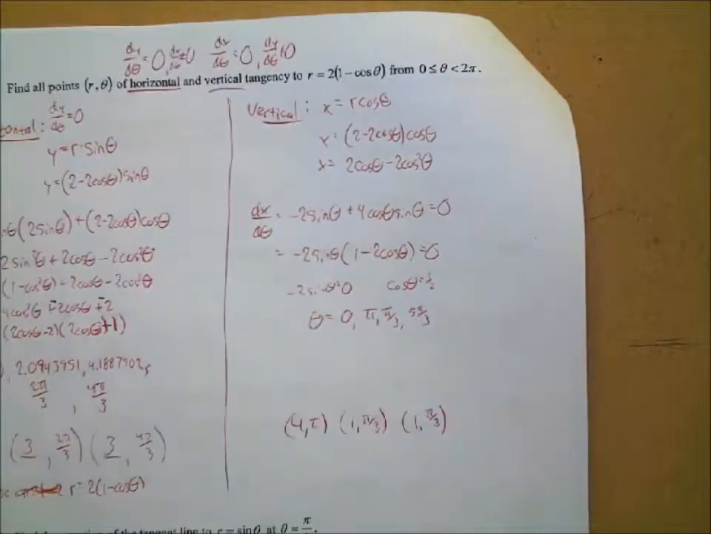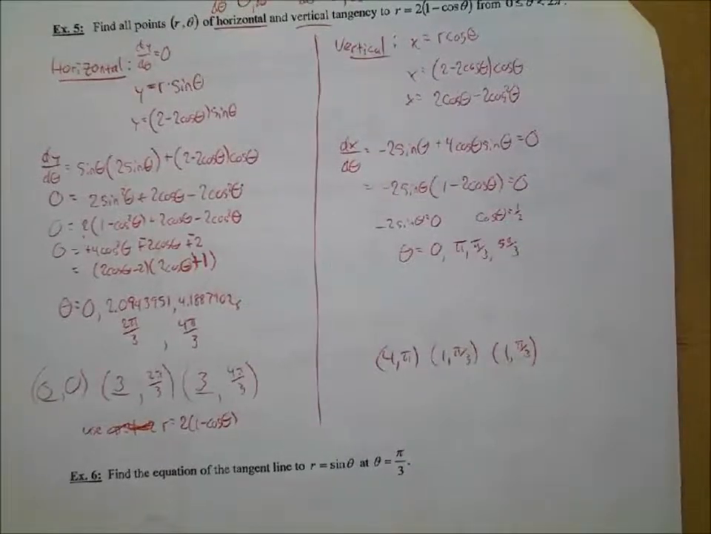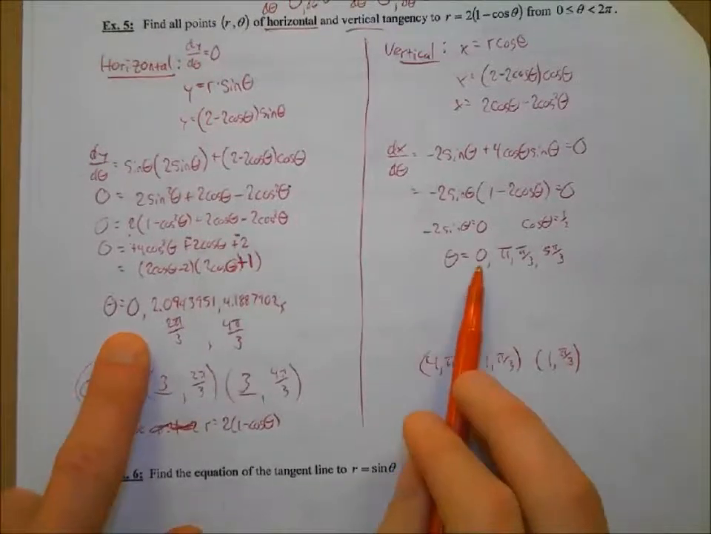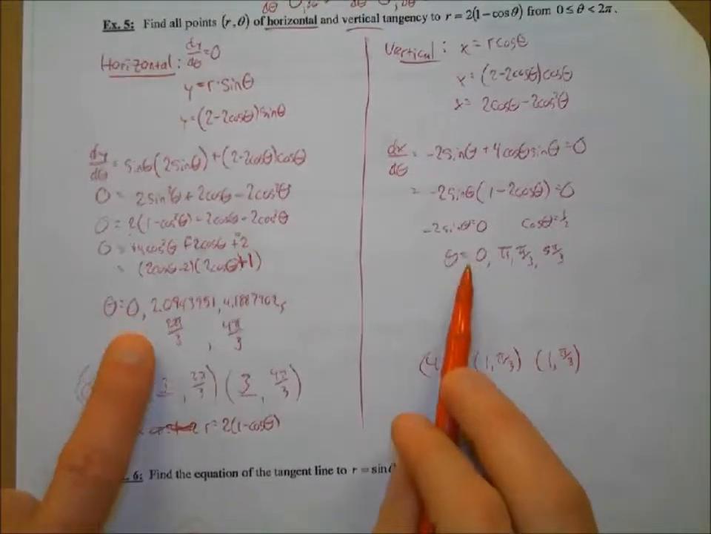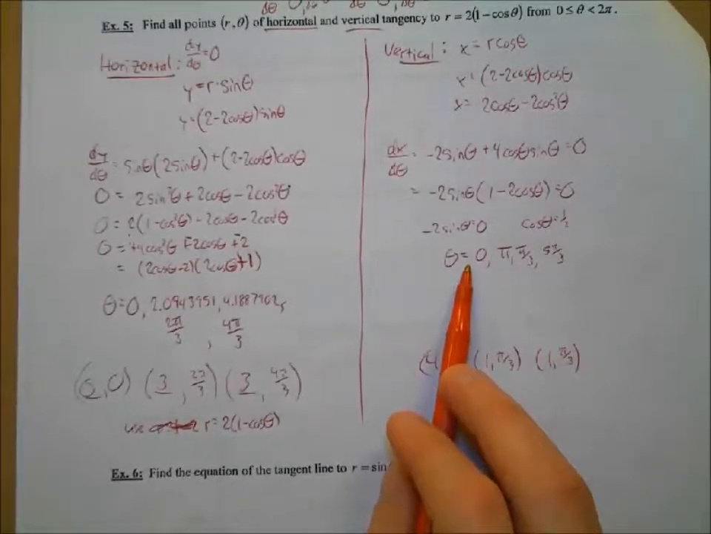Now, there's an overlap here, isn't there? Theta equals 0. What does that mean? That means at 0, dy d theta and dx d theta are both 0. It's indeterminate. We have to exclude it.